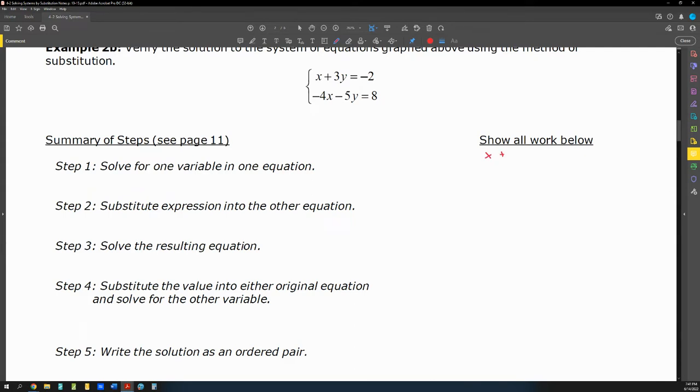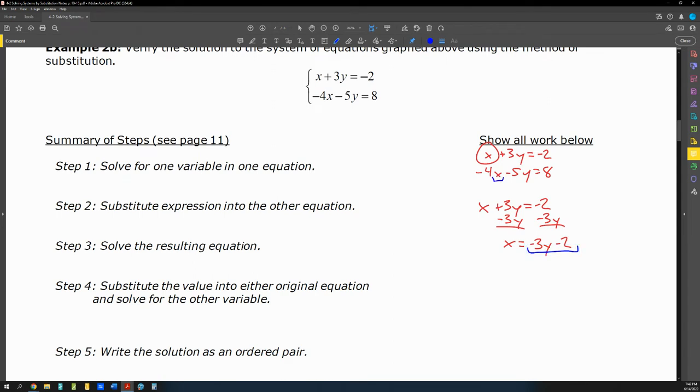So rewriting these equations, x plus 3y equals negative 2, and negative 4x minus 5y is equal to 8. I'm looking for an x equals equation or a y equals equation, or at least a variable that has a coefficient of 1. And I see that we have that right here. So we have that x has a coefficient of 1. So in that equation, all I have to do is subtract 3y from both sides, and that's going to get x equals negative 3y, not plus 2, minus 2. There we go.